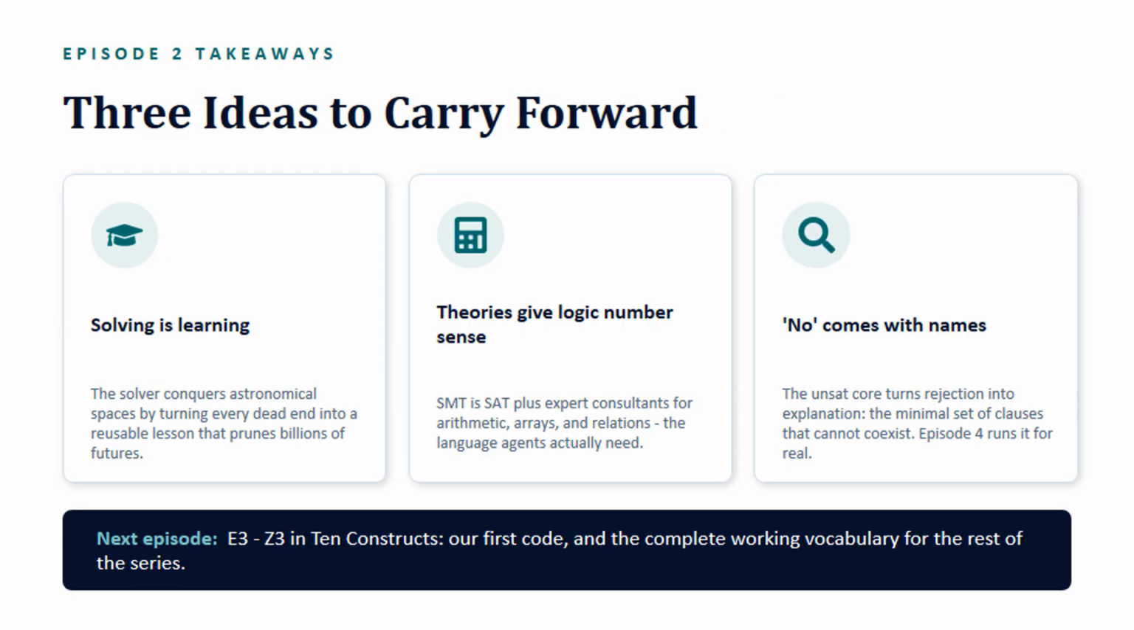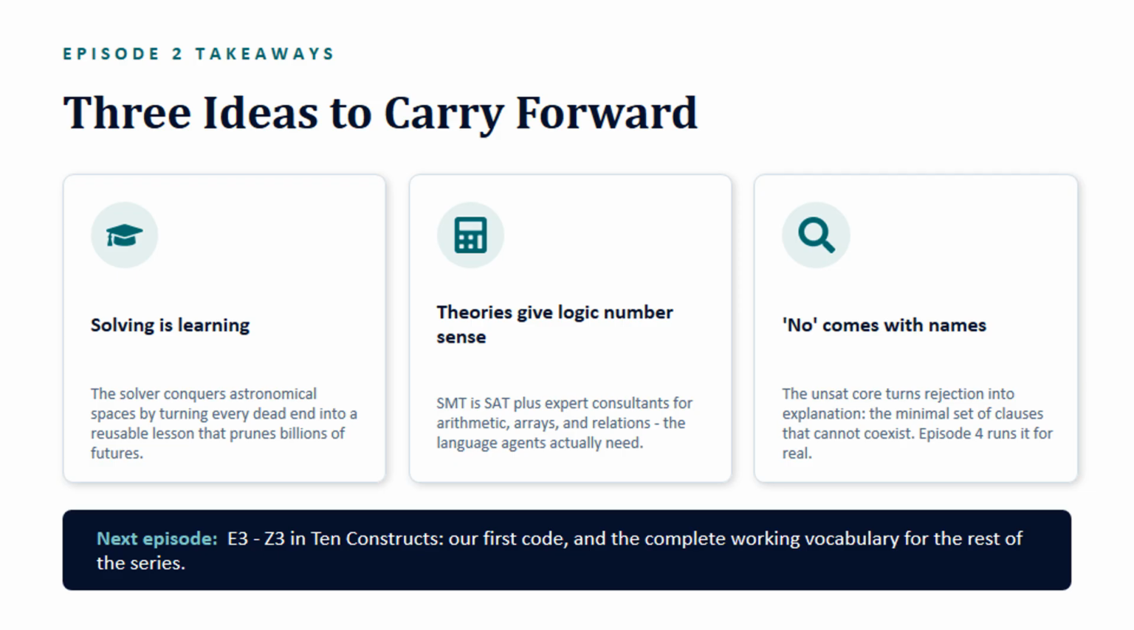3 ideas to carry forward. 1. Solving is learning. The solver conquers astronomical spaces not by guessing well but by converting every dead end into a permanent lesson that prunes billions of futures at once. 2. Theories give logic its number sense. SMT is the detective plus a panel of experts, and that combination speaks the language agents actually need: money, time, quantities, relations. 3. With a solver, no comes with names. The unsat core turns rejection into explanation, and explanation is what makes automation trustworthy.